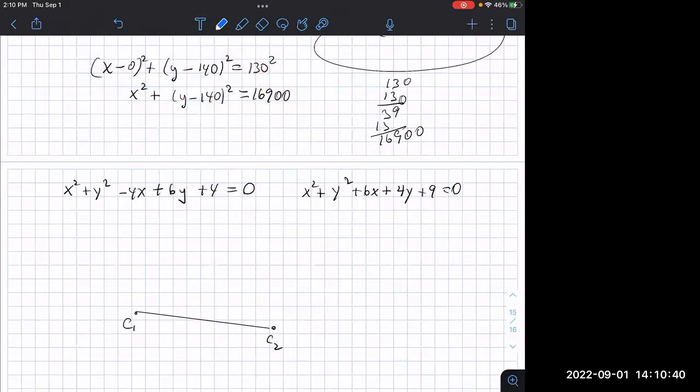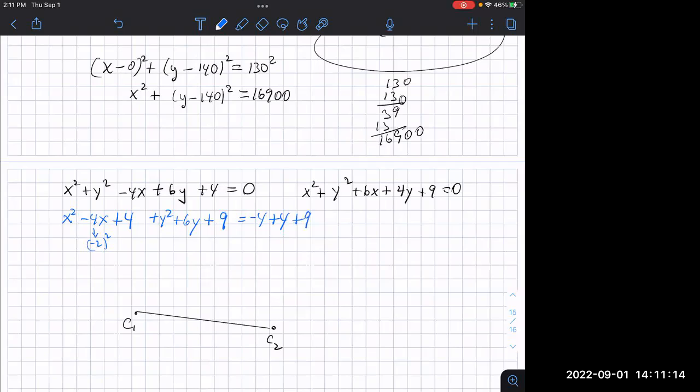By changing the general form to standard form, by completing the squares. If we divide the x coefficient by 2, it would be -2, and if we square it, it would be 4. So add 4 to both sides. And for the y, it would be add 9 to both sides.